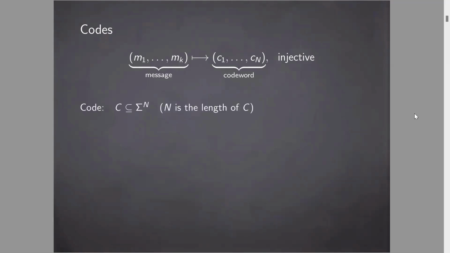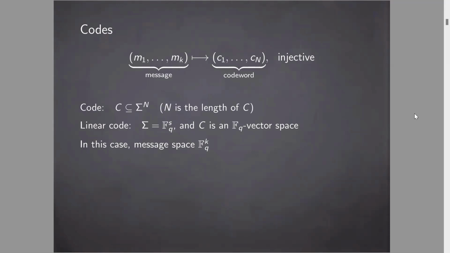So formally speaking, a code is simply the image of the message space and is a subset C contained in sigma to the n, where sigma is what is called the alphabet of the code, which is simply the collection of all possible elements that can appear as bits of the code word.